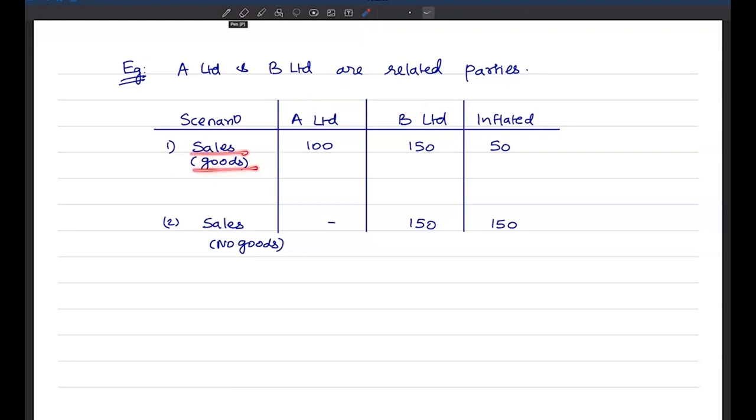A Limited is selling some goods to B Limited. Normally they will sell it for 100 only. Okay, let it be 100 million. But since B Limited is a related party, and to take advantage of something, they are invoicing this 100 million as 150 million to B Limited. So what happened? A Limited normally 100 million, but because they are selling it to B Limited, they have inflated it to 150 million. It means it is inflated by 50 million. Now what is the benefit of this inflated 50 million for A Limited?